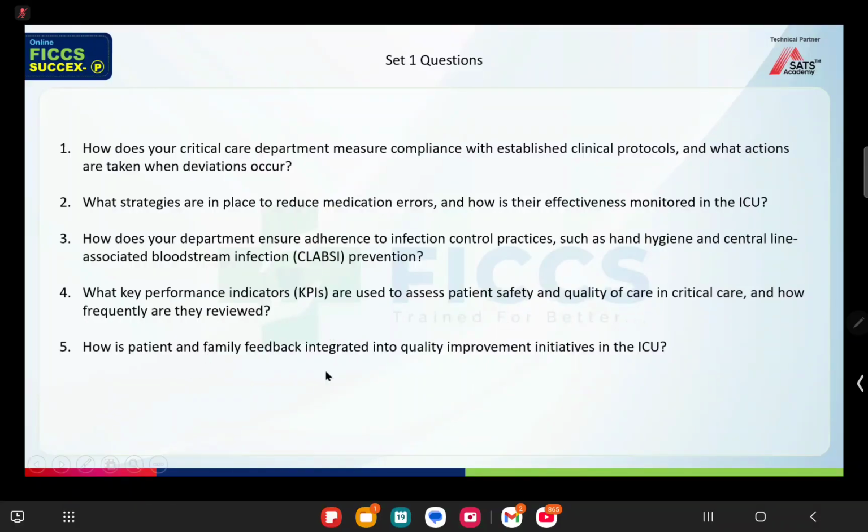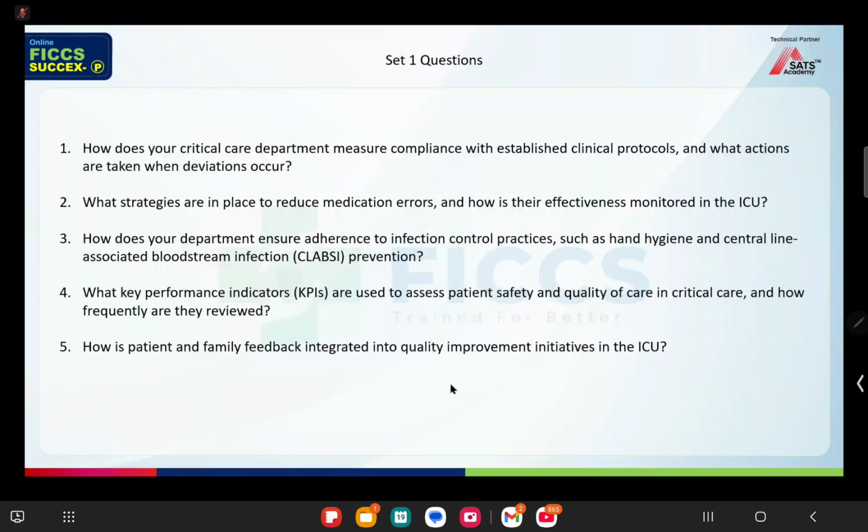Then comes, how is patient and family feedback integrated into quality improvement initiatives in the ICU? This is very easy. The feedback forms always have a component where it mentions what measures need to be improved in the ICU. And I'm sure most of your hospitals have one of the commonest feedbacks, which is to reduce the noise levels in the ICU. Right? So it is one of the examples that you can give to your examiner, that the most common issue in the ICU is the noise levels, which are to be controlled, and that is something which needs to be looked into for quality improvement.